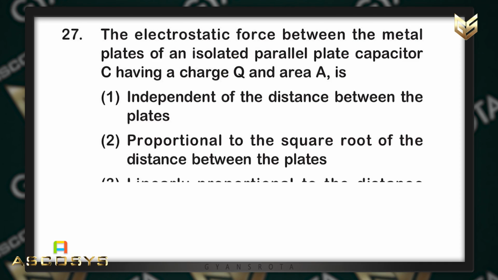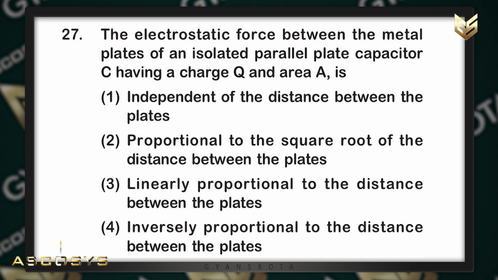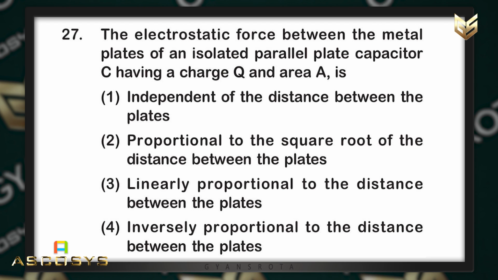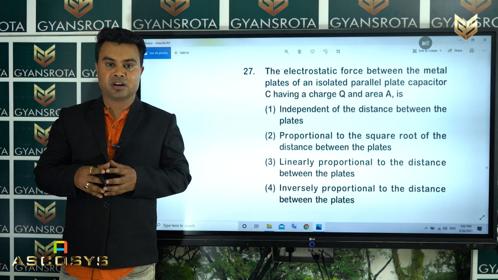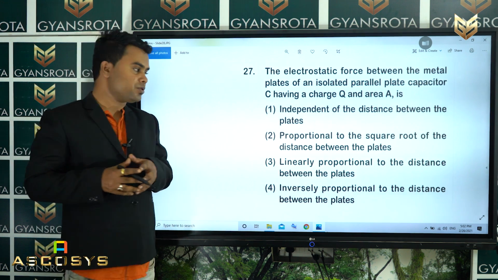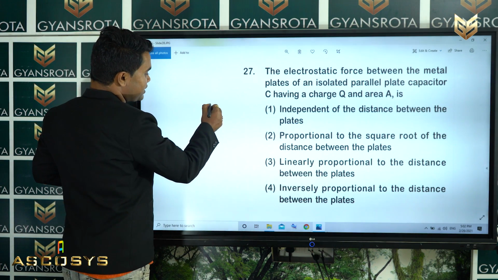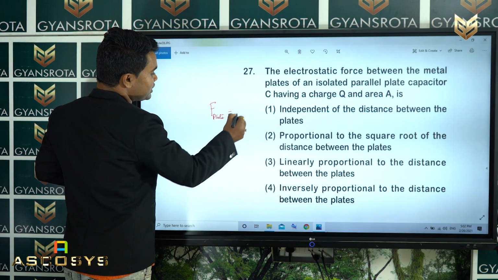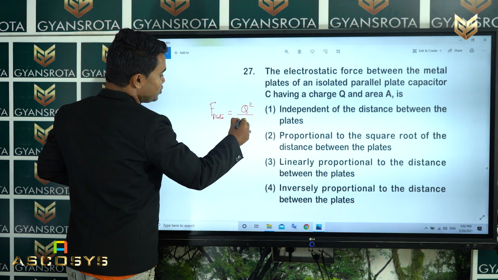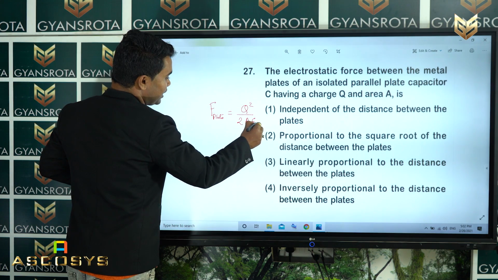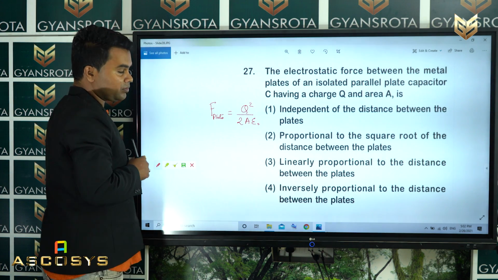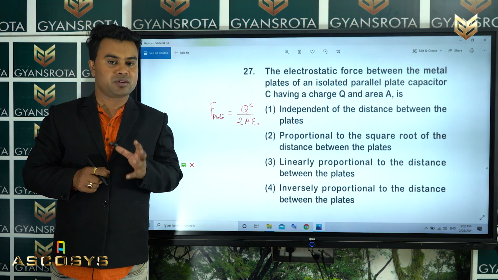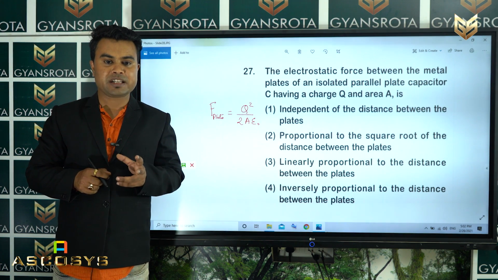The electrostatic force between the metal plates of an isolated parallel plate capacitor C having a charge Q and area A is, what will be the electrostatic force? We know between the plates of the capacitor, the electrostatic force is given by Q square divided by twice the area multiplied with epsilon naught. So read the options now. Independent of the distance between the plates, not required. Yes, option 1 is the correct.